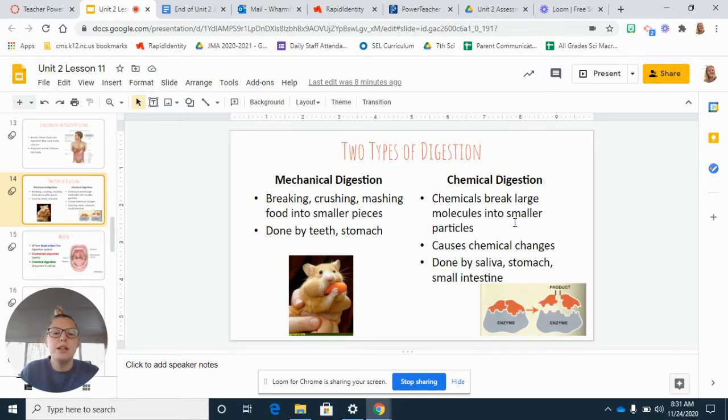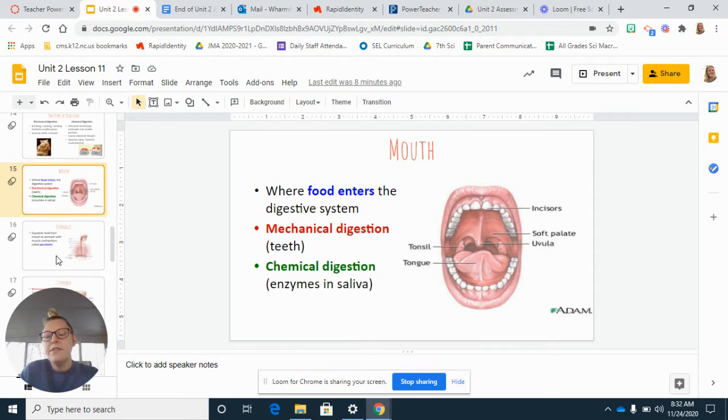Chemical digestion breaks down large molecules into smaller particles. It causes a chemical change, and it's done by the saliva, stomach, and the small intestine. The first part of the digestive system is your mouth, where food enters your digestive system. Mechanical digestion is going to be your teeth. Your teeth break down that food, while your saliva changes the enzymes in that food.